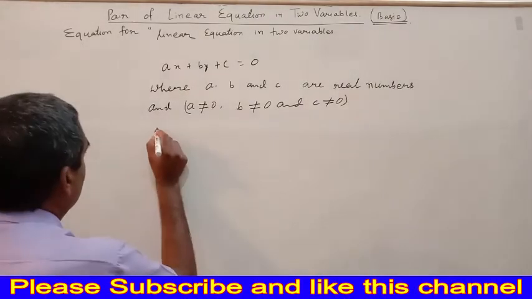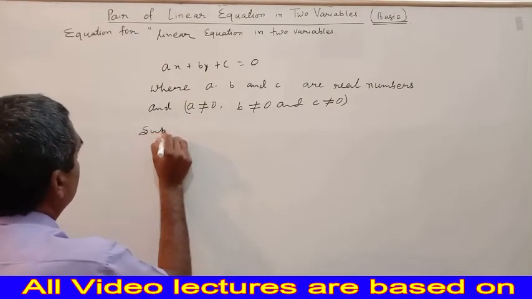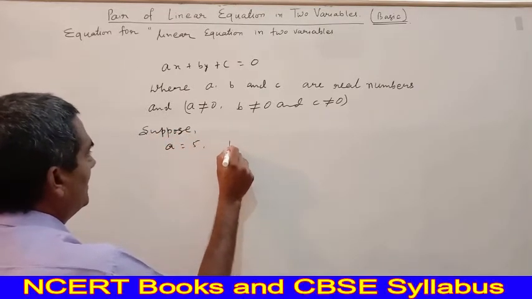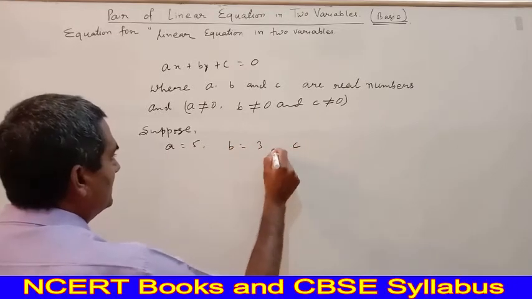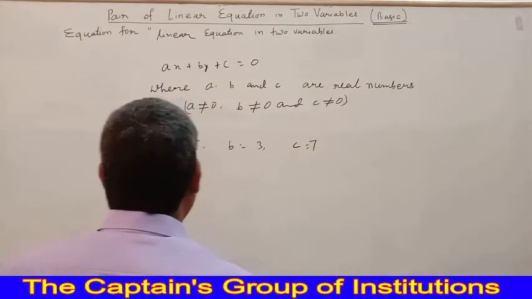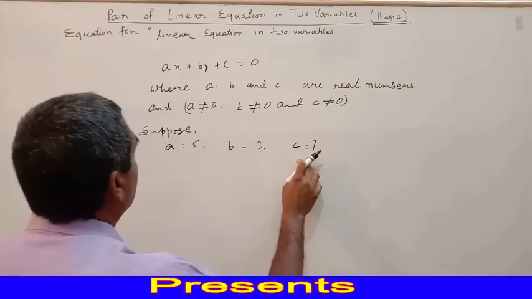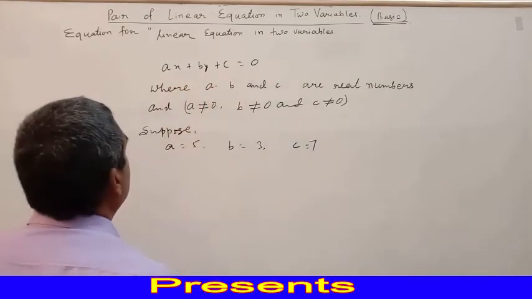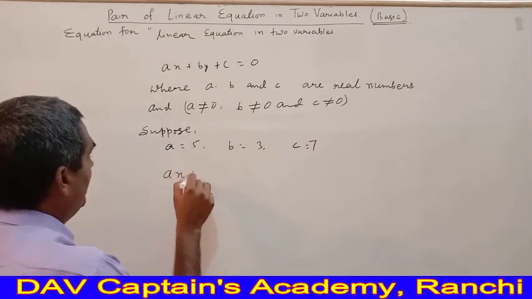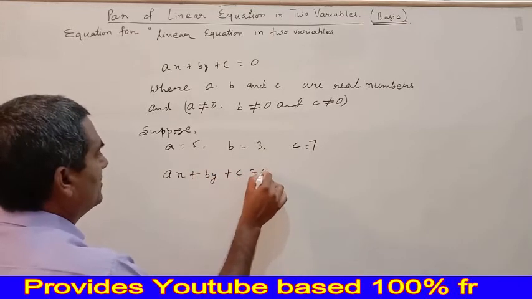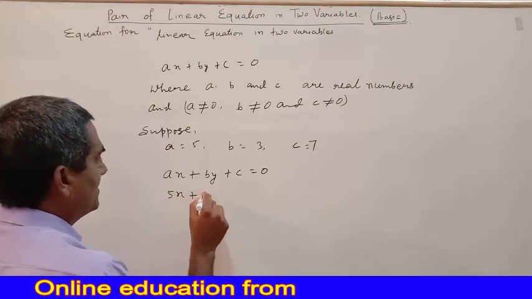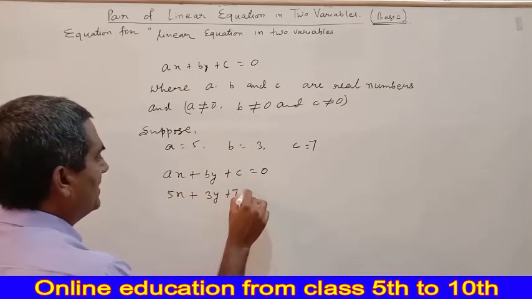Suppose a equal to 5, b equal to 3 and c equal to 7, and the values of a, b and c are put in this equation, then what will be the equation? Suppose ax plus by plus c is equal to 0, then we replace a by 5, then 5x plus 3y plus 7 is equal to 0.